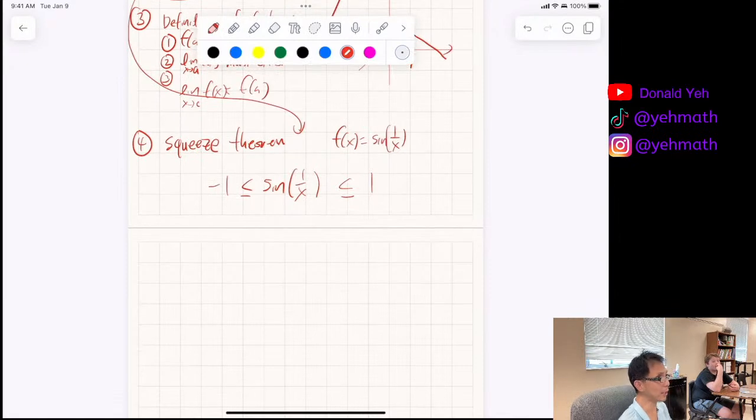I'm actually going to give you an example. I didn't give you the theorem, but I'll give you an example. One of the most common examples in the squeeze theorem involves sine of 1 over x. It's beautiful. I'm not lying to you, it's beautiful.